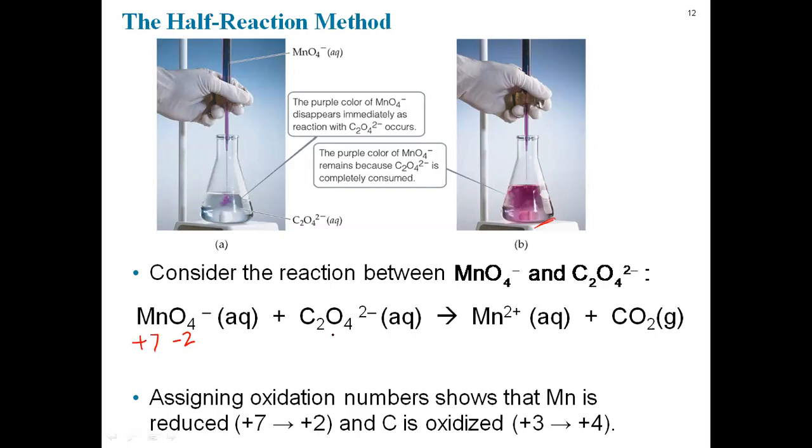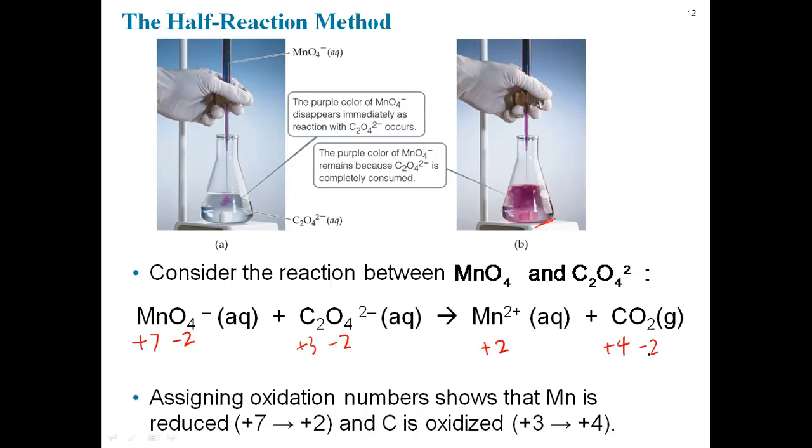Then here we can see the number for oxygen is -2, so -2 times 4 is -8. Therefore this carbon will be +3, so +3 times 2 is +6, and +6 with -8 gives us -2. So this is Mn2+, and here you get oxygen -2 and +4 for carbon.